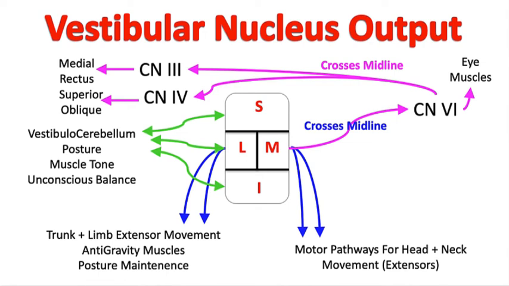So what happens here, let's give you an example. The left medial vestibular nucleus crosses the midline and innervates cranial nerve 6 on the right. It then crosses back to the left side and innervates cranial nerve 3 and cranial nerve 4 on the left side. So the left medial vestibular nucleus innervates right cranial nerve 6 and left cranial nerve 3 and 4.